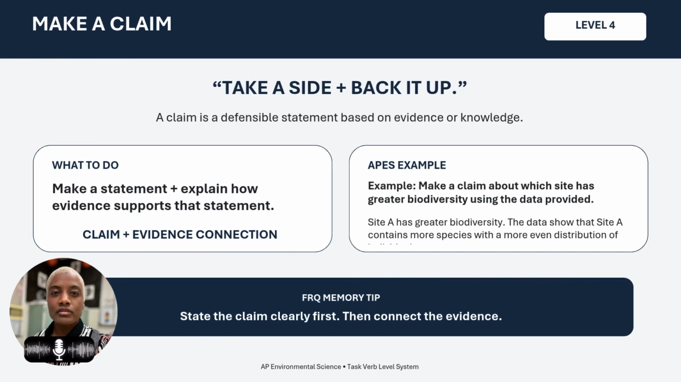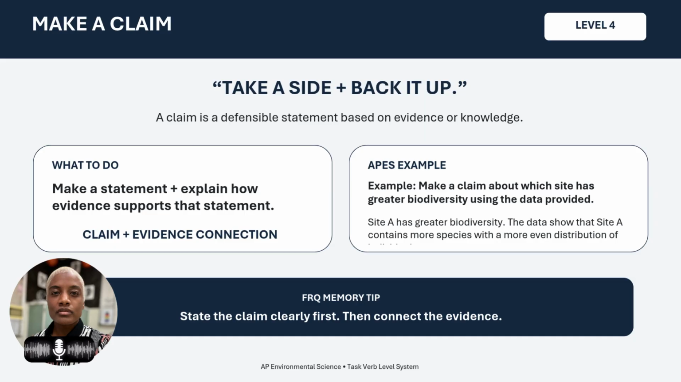Okay, final verb. Yay, final word. Let's go. Okay, last one is make a claim. Okay, and that is take a side and back it up. Okay, like I said, similar to the verb before, where we refuted or before improved whatever it was. But this one, we're going to do what? We're going to make a statement. Okay, it's just like before.